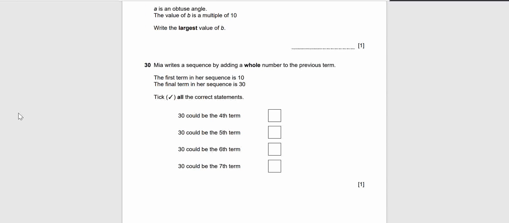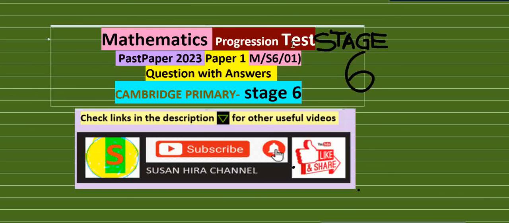Alright, that's the end of our discussion. So today we've discussed the Mathematics Progression Test Stage 6, Paper 2023, Paper 1 M/S6/01, questions with answers for Cambridge Primary Stage 6.